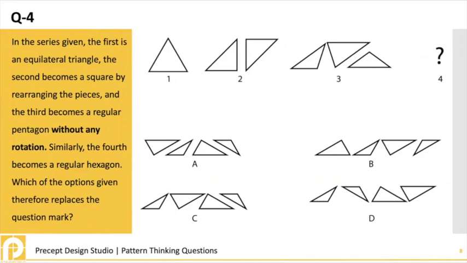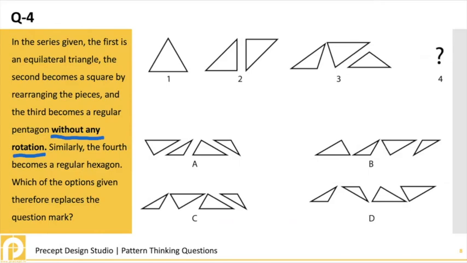In the series given, the first is an equilateral triangle. Then this equilateral triangle becomes a square by rearranging the pieces, and the third becomes a regular pentagon without any rotation. Similarly, the fourth becomes a regular hexagon. Which of the options given therefore replaces the question mark? The clue here is we do not have to rotate anything. No rotation. Okay, that is our clue.